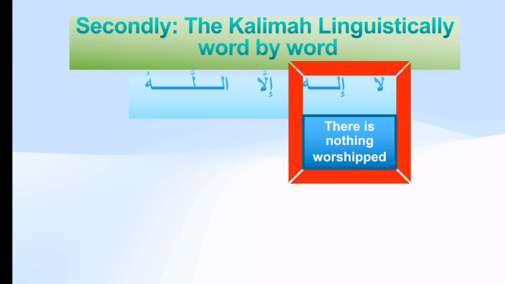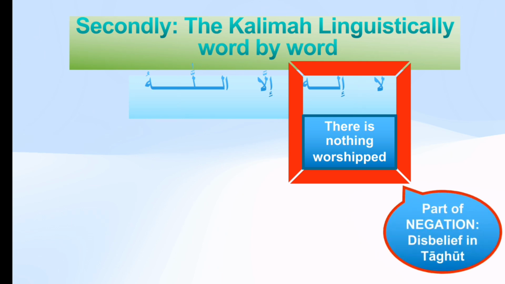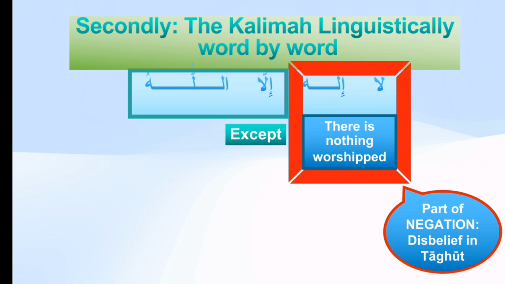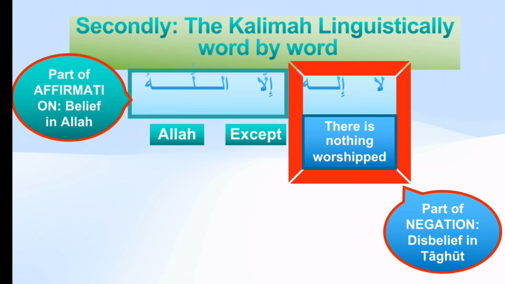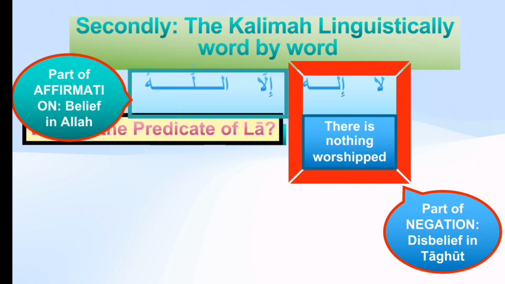Now, this part that we've covered so far, La ilaha, there is nothing worshipped, we covered previously in the previous videos that we did on the meaning of the Kalimah of Tawheed, and this is the part of negation or disbelief in Tawheed. And illallah, illa meaning except, Allah.